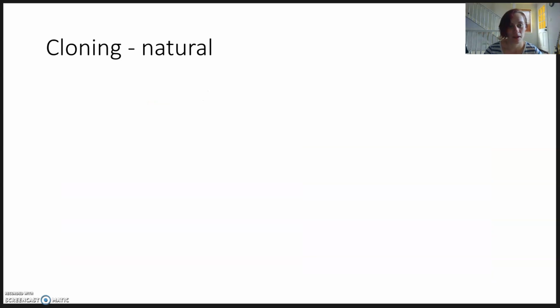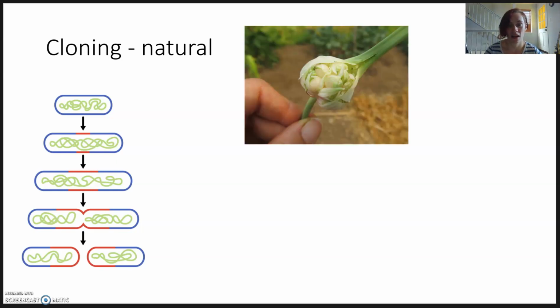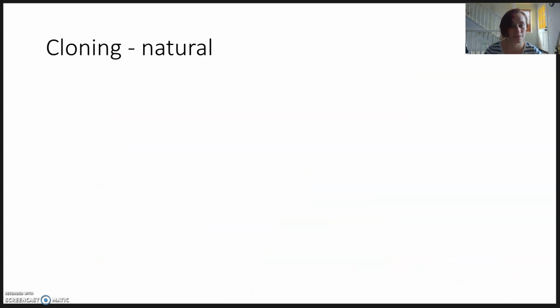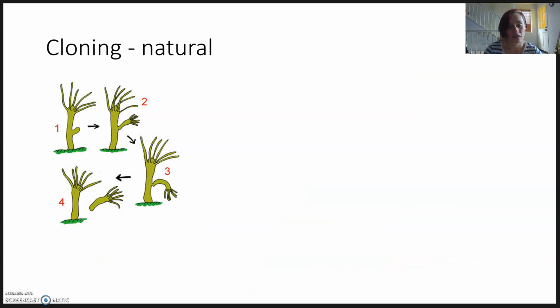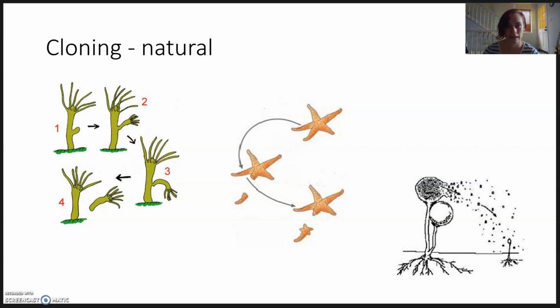Every asexual reproduction type is essentially cloning. So we're talking mitosis and binary fission in bacteria. Garlic bulbs all originate from a single bulb, and strawberry plants put out runners from their parent plant and create genetically identical daughter plants. It's also budding from hydra, fragmentation from starfish, and spore formation from particular plants.